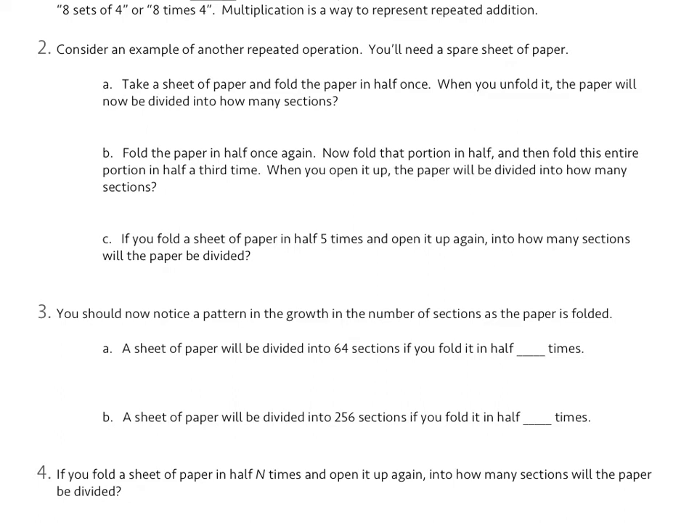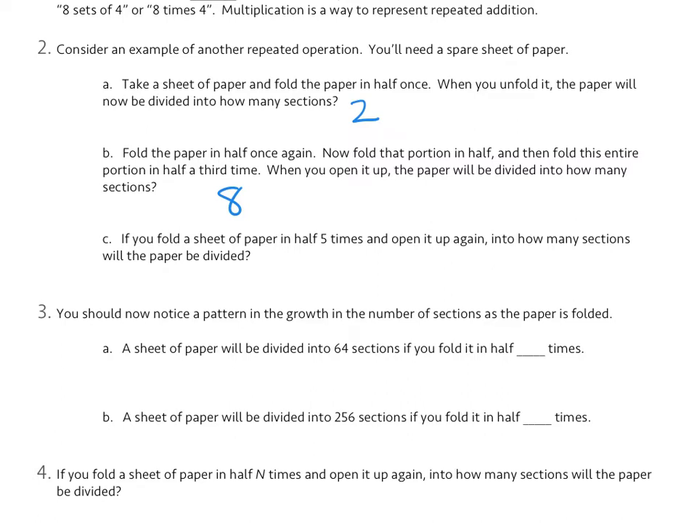When you unfold it, the paper will be divided into how many sections? I unfold mine, I see 2 sections. Part B, fold the paper in half once again. Now fold that portion in half, and then fold this entire portion in half a third time. When you open it up, the paper will be divided into how many sections? I see 8. 8 sections. So 3 folds leads to 8 sections.